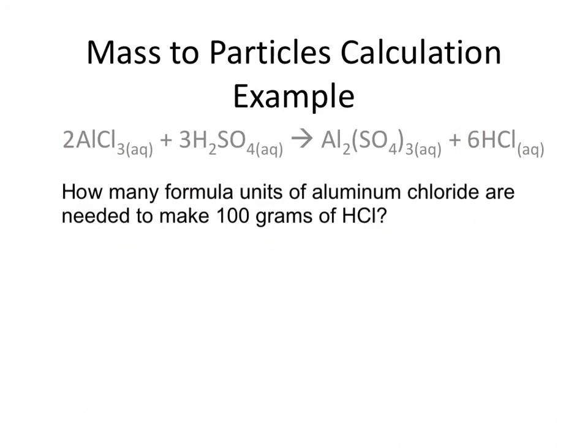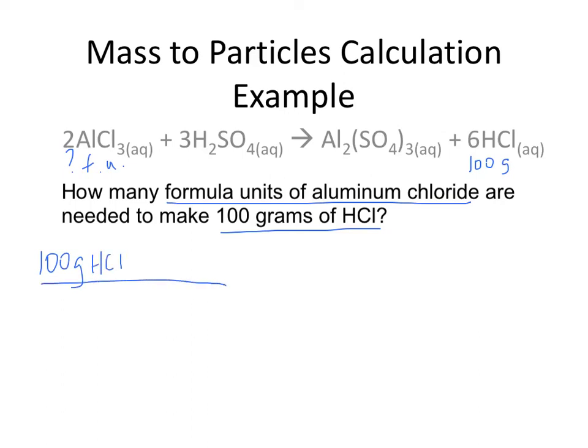The last example I'm going to do is if we mix up a couple of those different types of calculations and if we need to go from mass to particles. So we look again at our balanced equation and we look at the question: how many formula units of aluminum chloride are needed to make 100 grams of HCl? So our given is obviously 100 grams of HCl. Grams is a mass. And we're going to formula units of aluminum chloride, so we want to know how many formula units are needed. We start, as we start everything else, with our given, 100 grams of HCl.